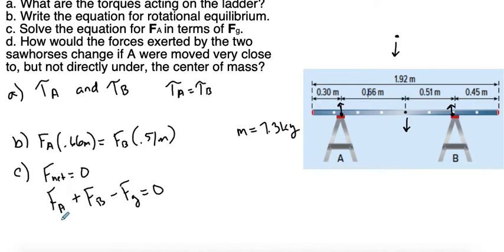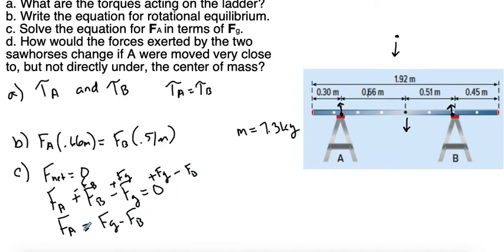Okay, and that'll help us figure out our force of A. So let's say F sub A. So we would move this over and move that over. So it would be F sub G minus F sub B, right? Because we'd add F sub G to both sides, and then we minus F sub B to both sides.